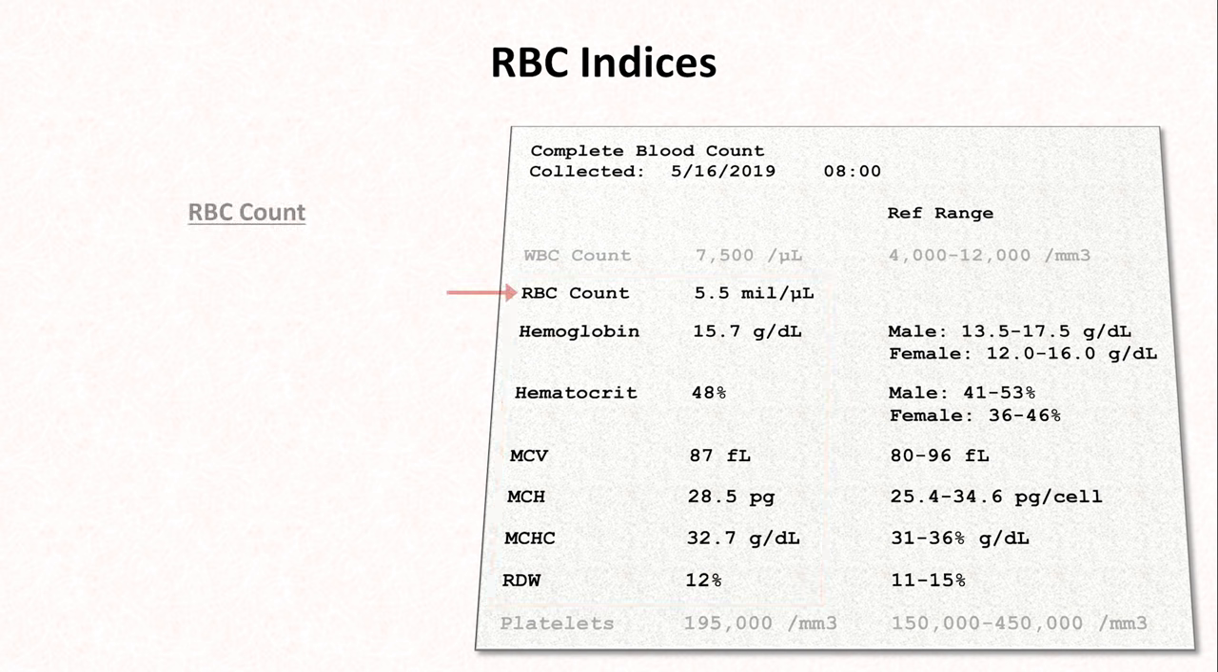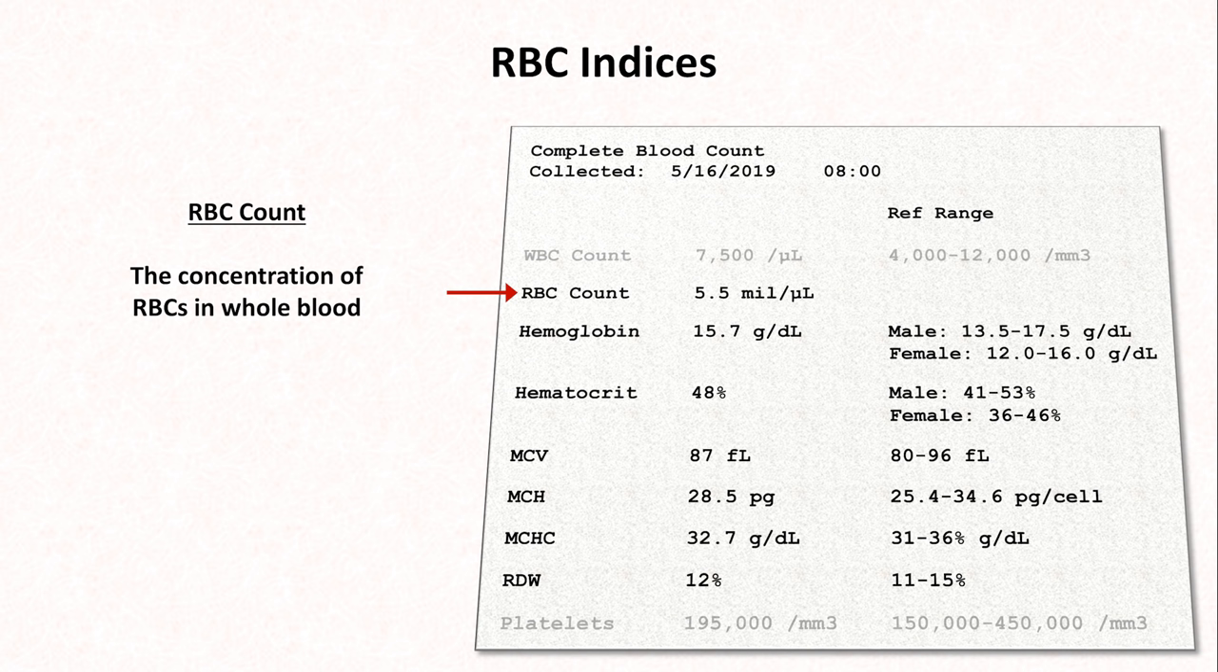The first number is the red blood cell count. This is analogous to the white blood cell count. It's the number of cells per microliter of whole blood. Interestingly, while someone with no clinical experience at all might guess that this is the most important red cell-related index on a CBC, anyone who does have clinical experience knows that almost no one pays attention to this number.